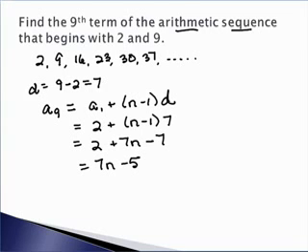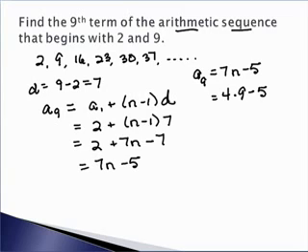Okay. So find the value of the 9th term then. That means I want to put in a 9 for n. So, whoops, why did I put a 4 there? 7 times 9 is 63 minus 5 is 58.